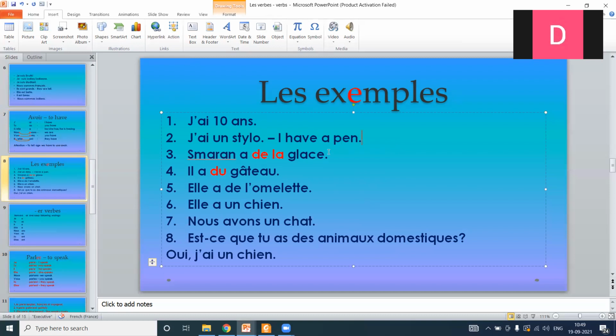Smaran a de la glace. Glace is ice cream. Smaran has ice cream. Okay. Mom, where is this "le" used? Like L-E-S. "Le" will be used mostly at the start. For example, le stylo est bleu, the pen is blue. For example, "le" means the. Here "un" means a. UN, it is a. Okay.